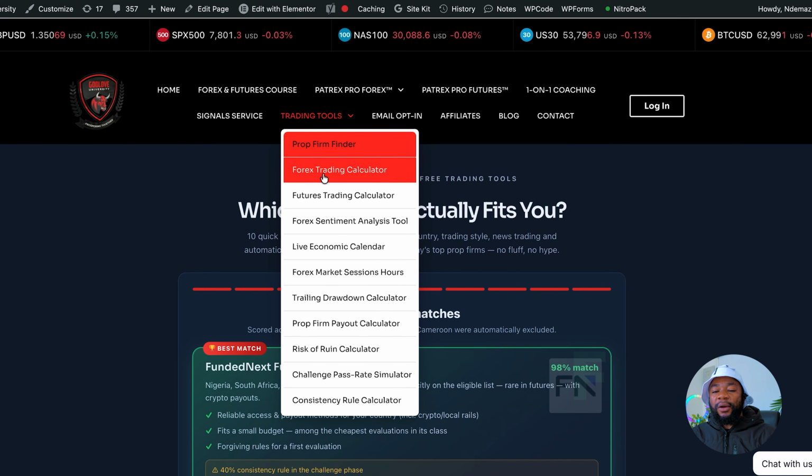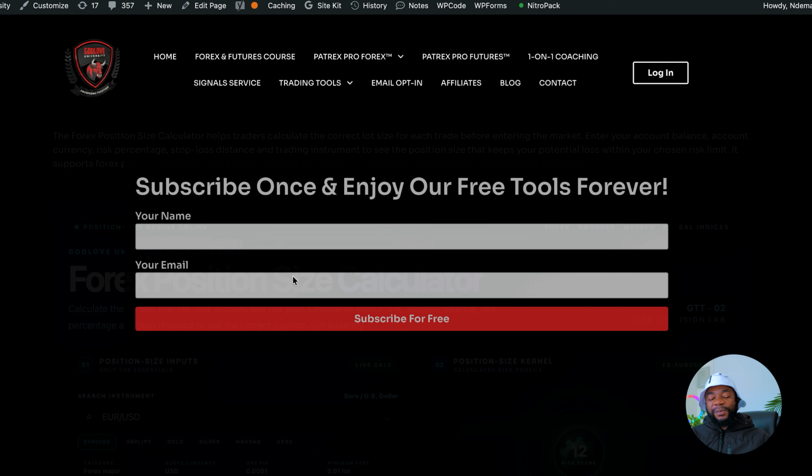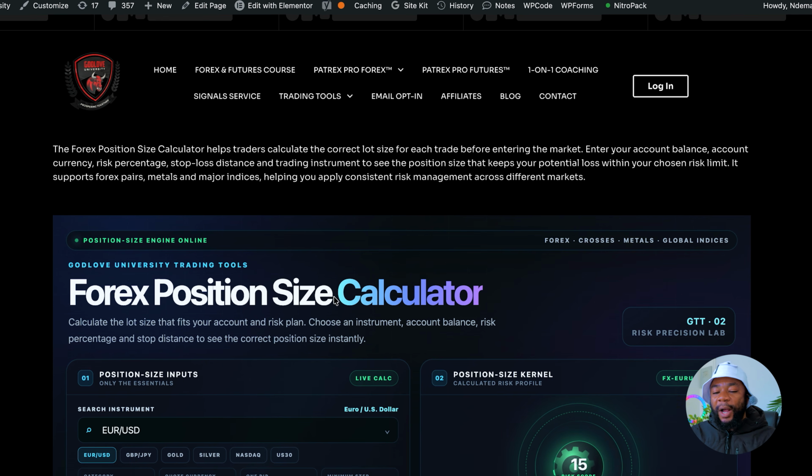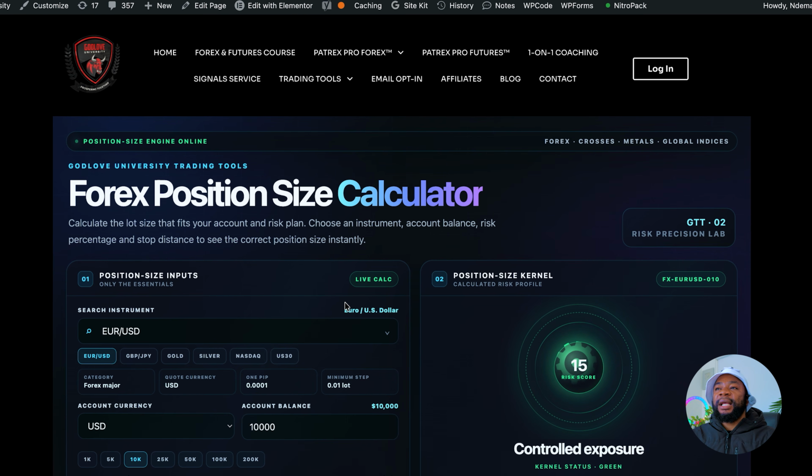Let's go to the next tool on our list, which is the Forex Trading Calculator. It's easy, it's self-explanatory. We're just going to quickly go through this one. Let's say you are trading Forex. The first thing you need to always do is to predefine your risk before you get into any trade. Yes, predefine your risk before you get into any trade.